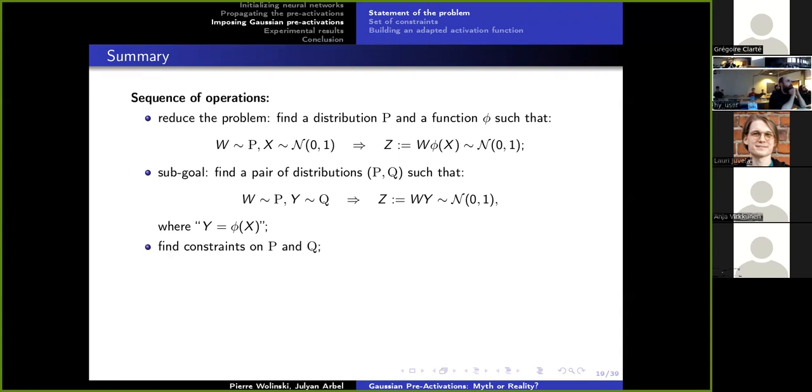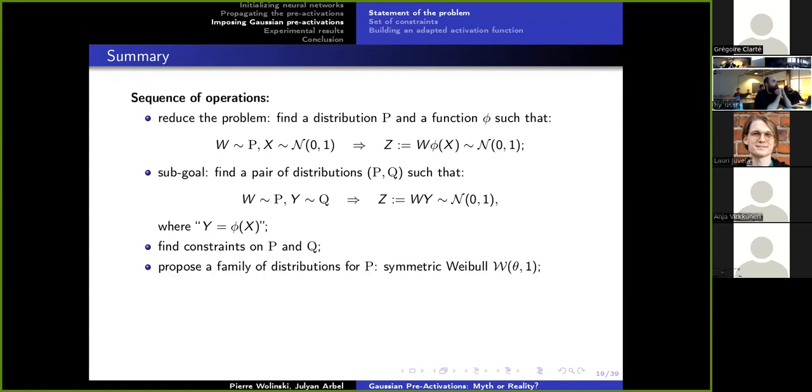We find constraints on P and Q, because if you want a product of random variables to be Gaussian, these random variables are constrained. You cannot choose anything as a random variable here. And we propose a familiar distribution for P that will be the symmetric variable distributions. And given P, compute Q. And when we have Q, we can compute the activation function phi. So the main difficulties here are to find constraints on P and Q, and to compute Q when P is known.